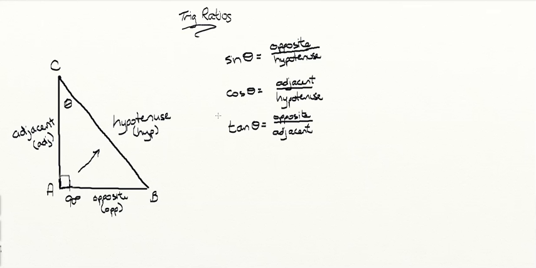To apply this to the triangle we have here, my opposite side is AB, so I'll write AB. The hypotenuse is CB or BC. So sine theta equals AB over CB. Cosine is adjacent over hypotenuse, my adjacent side is AC divided by my hypotenuse, which is CB. So cosine theta equals AC over CB. Tan theta is opposite over adjacent. My opposite is AB, and my adjacent is AC.